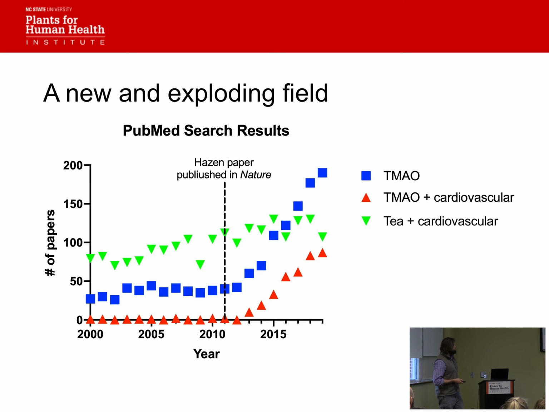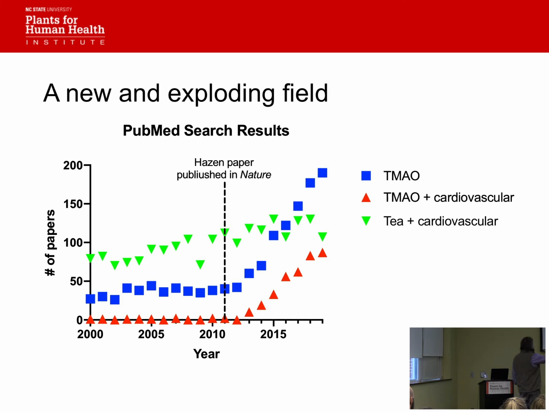Okay, so just to visualize this, right? This Hazen paper came out in Nature in 2011, and it's actually easy. If you go to PubMed, you can export a CSV file of publications by year if you ever want to make a graph that looks like this and then just put it into Prism or Excel or whatever.